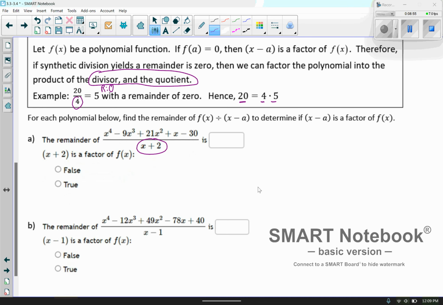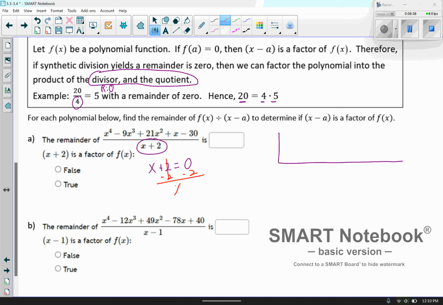All they're asking us to do here is for each polynomial below, find the remainder of f of x, which is going to be the numerator, divided by x minus a, which is my denominator, to determine if x minus a is a factor of the function f of x. So what we want to do here is figure out the remainder, and then from there we can determine whether x plus 2 is a factor or not. So let's go ahead and get this lined up. So first things first, I got to take the divisor, set it equal to 0, and solve.